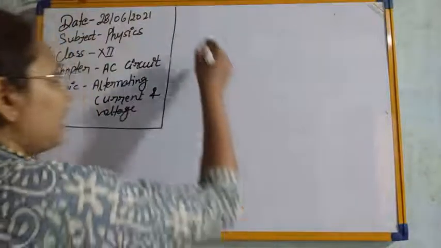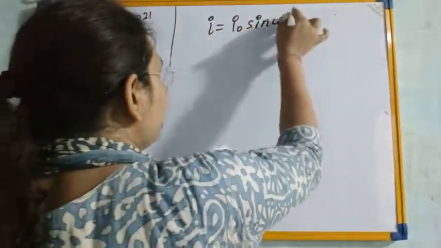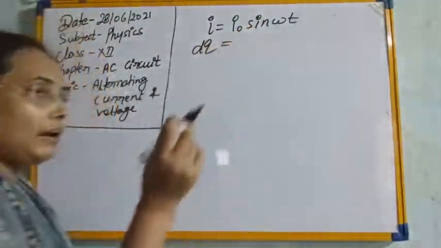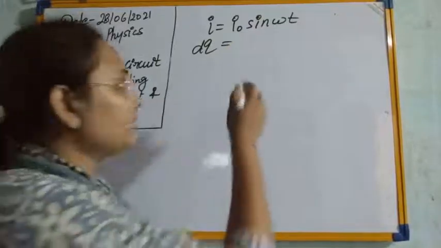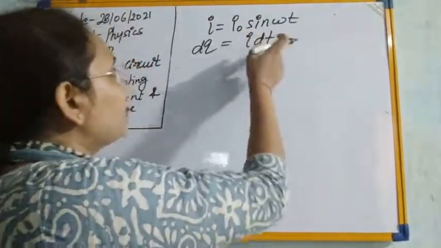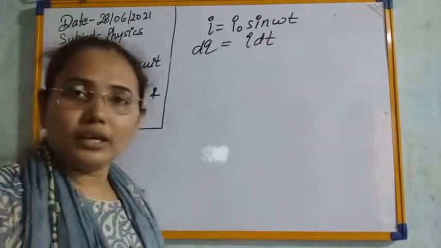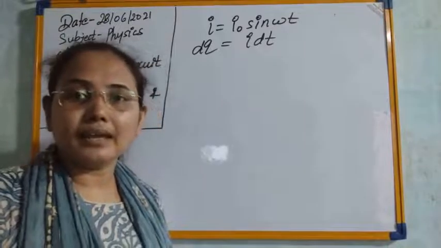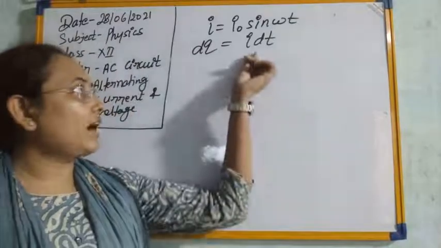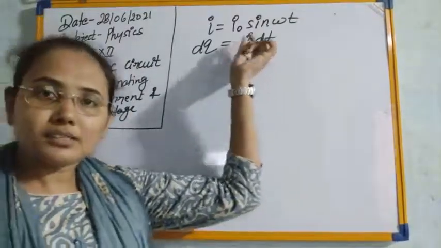First, as we know, I is given by I0 sin omega t here. In a short time dt, the charge for the current I is given by dq is equal to I dt. So in a small time dt we are asking what is the change in charge for the current I. This is the rate of change of charge, which is known as current here.